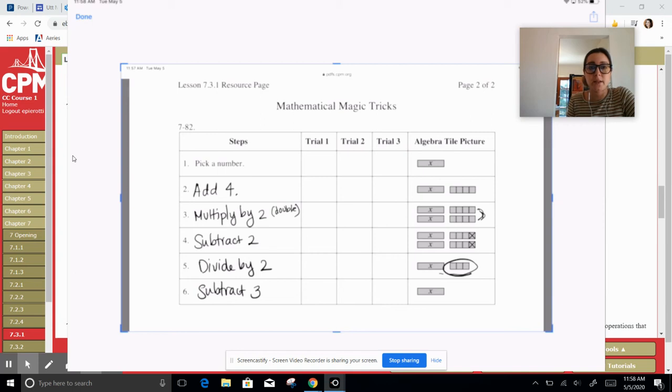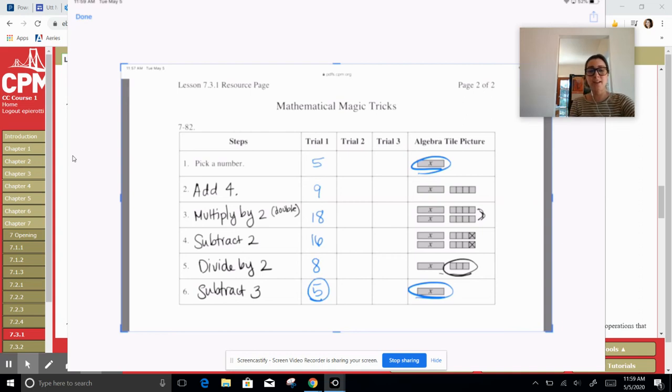Okay, so let's see if we can figure this out and get the same answer. So let's say we pick a number like 5. Add 4 to that, that would be 9. Multiply by 2 would be 18. Subtract 2 would be 16. Divide by 2 would be 8. And subtract 3 would be 5. So it looks like we end up with our original number, which is what happened here as well. We started with x and went back to x.